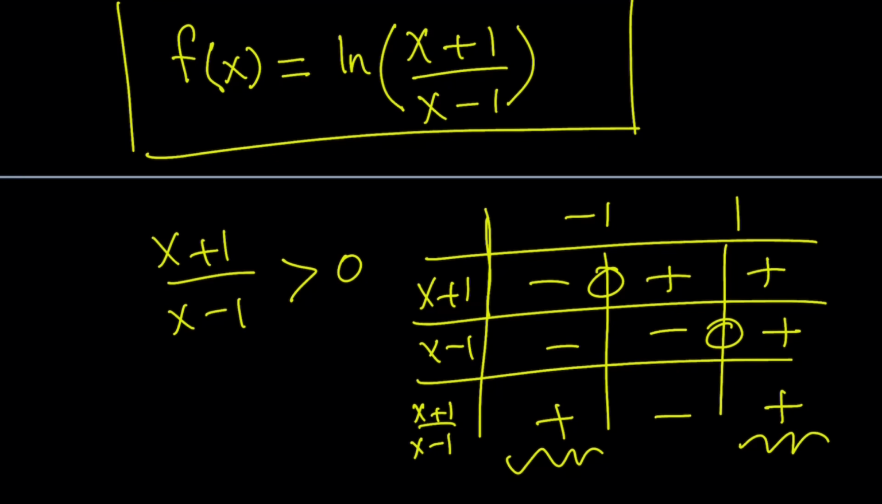Notice that x can be negative as long as it's less than, not less than or equal to, but less than -1. In the real world, ln 0 is not well defined. And this brings us to the end of this video.